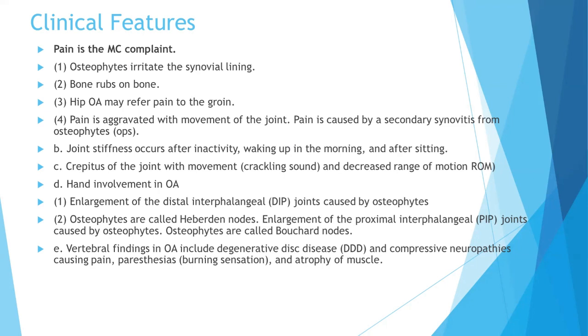In hand osteoarthritis, generally there is enlargement of interphalangeal joints, which is caused by osteophytes. The osteophytes called Heberden nodes are the enlargement of the distal interphalangeal joints caused by the osteophytes. And these osteophytes here are called Bouchard nodes. Other findings in osteoarthritis include degenerative disc disease and compressive neuropathies causing pain, paresthesias, and atrophy of muscle.